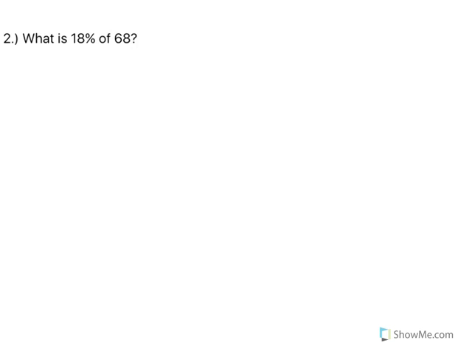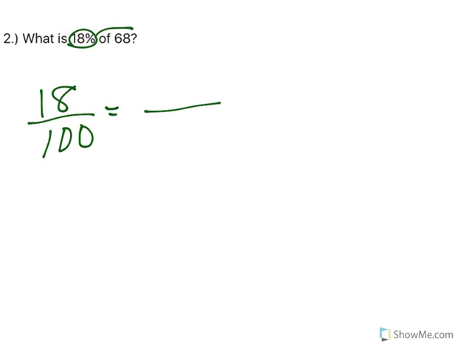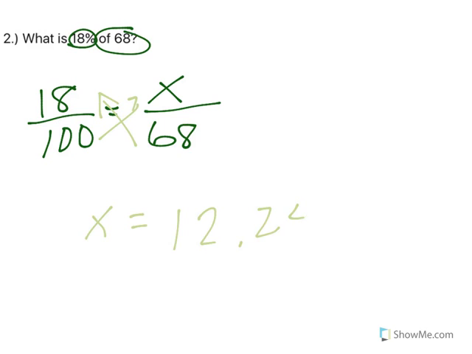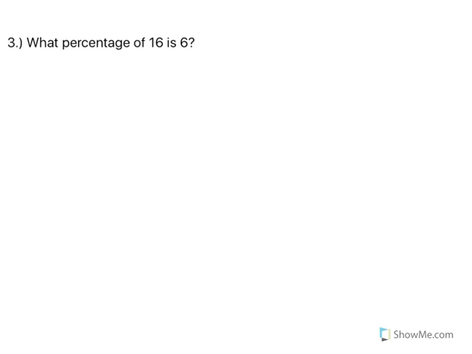Now, when we get to these percentage problems, I'm going to set these all up as proportions because that's how my brain prefers to work. So, I have what is 18%. Percent always goes over 100. Of 68, that's my total. My unknown is on the top. When I cross multiply, I get an x value of 12.24.